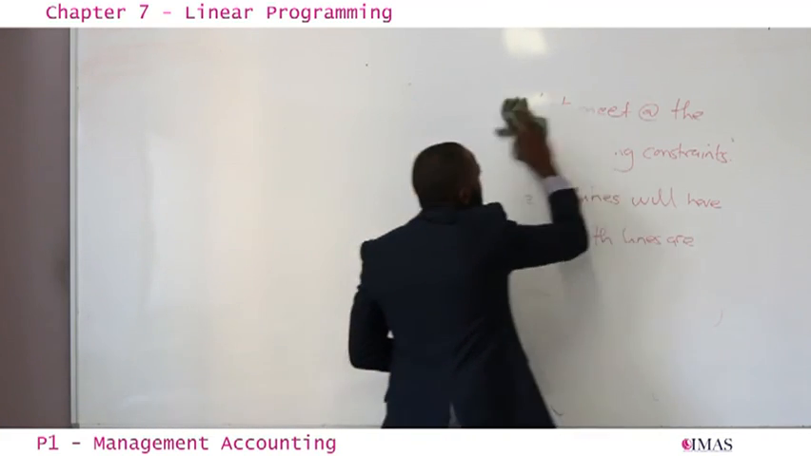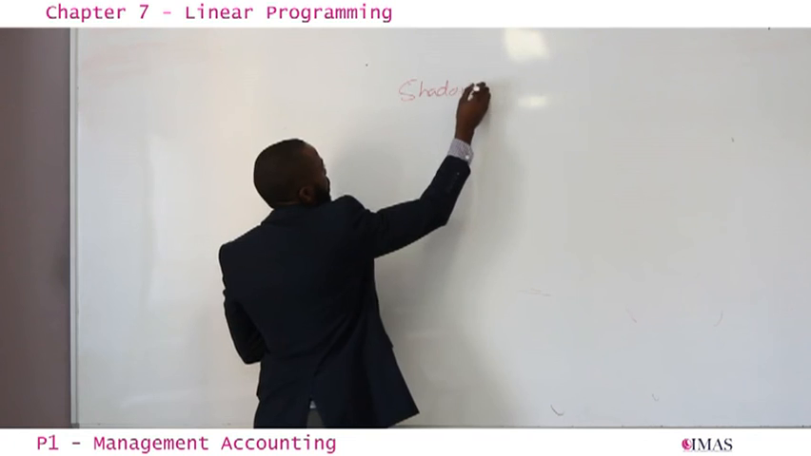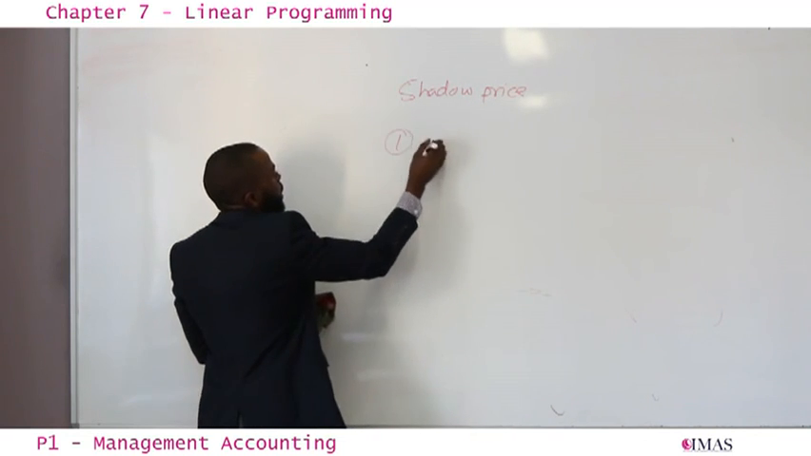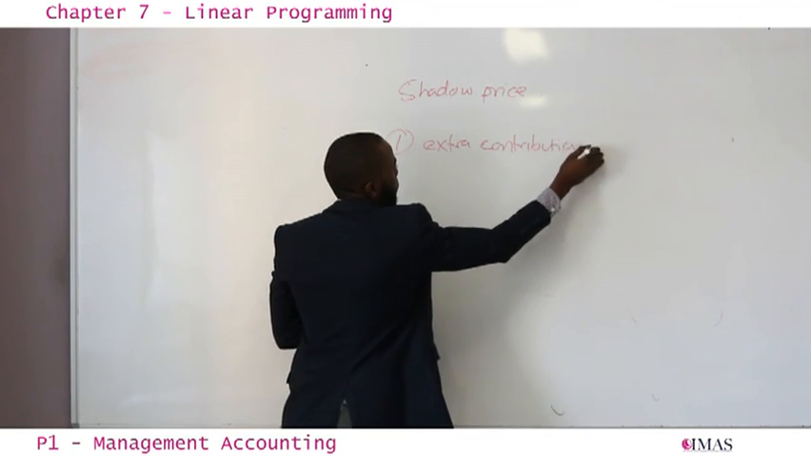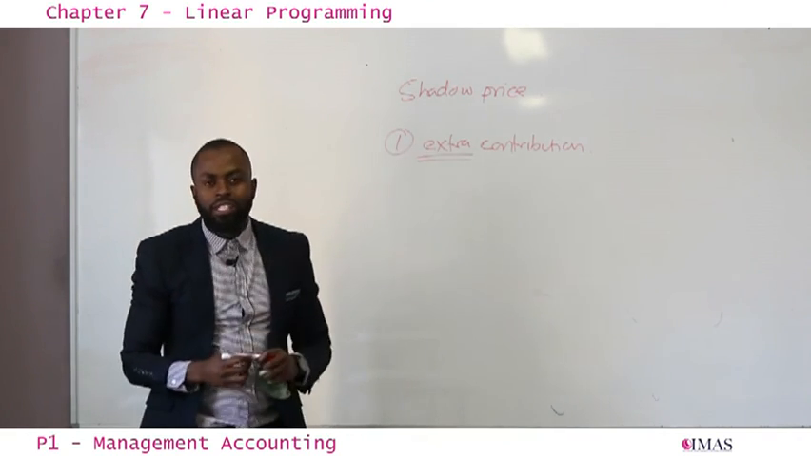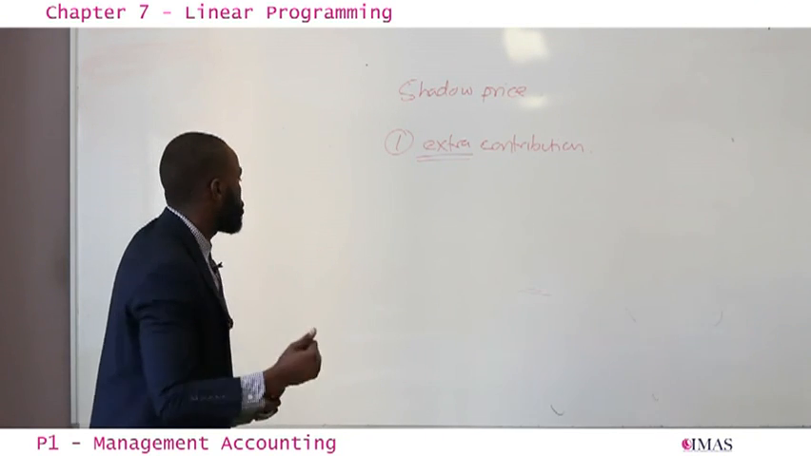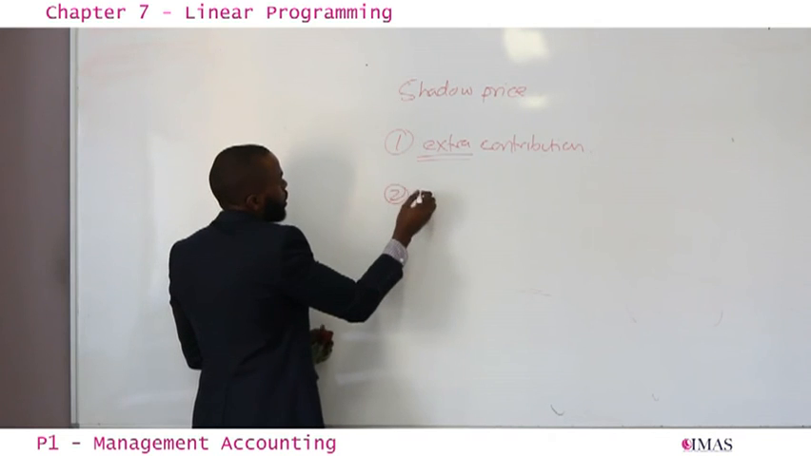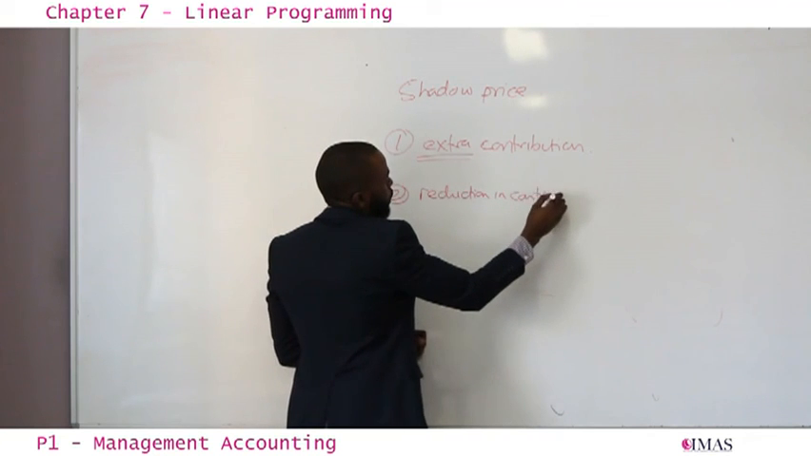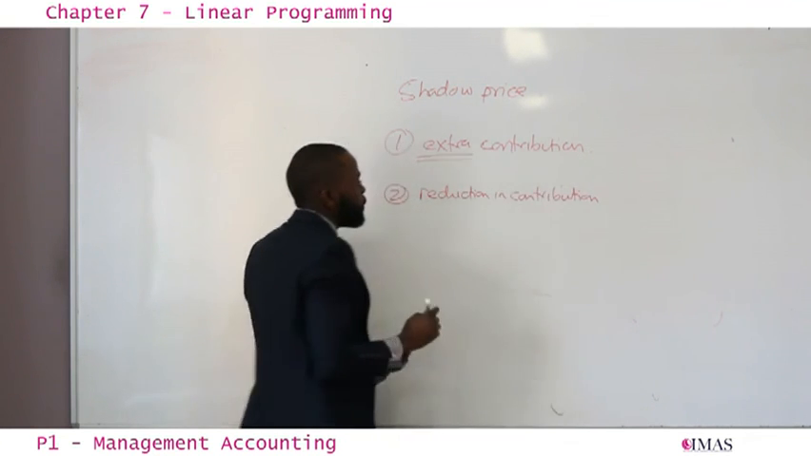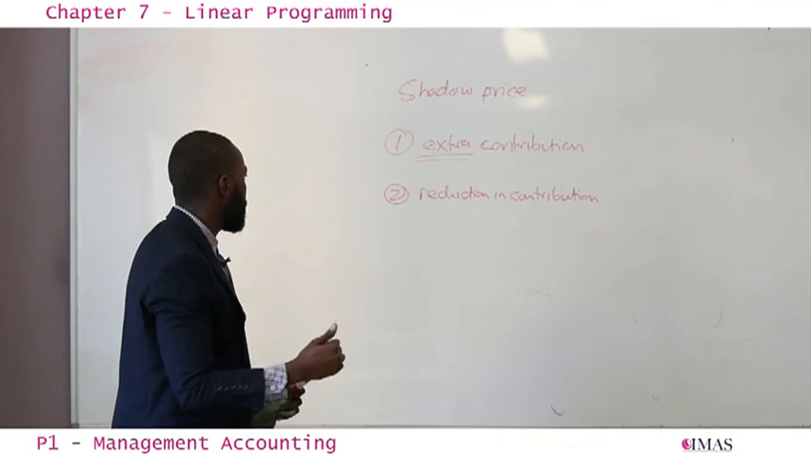So explaining our shadow price, we can explain it in three ways. Firstly, shadow price is the extra contribution. The key is the term extra. The extra contribution that we're going to get by having one more unit of the scarce resource. Then we look at it the opposite. If we didn't have one more of this resource, how much would our contribution reduce by?